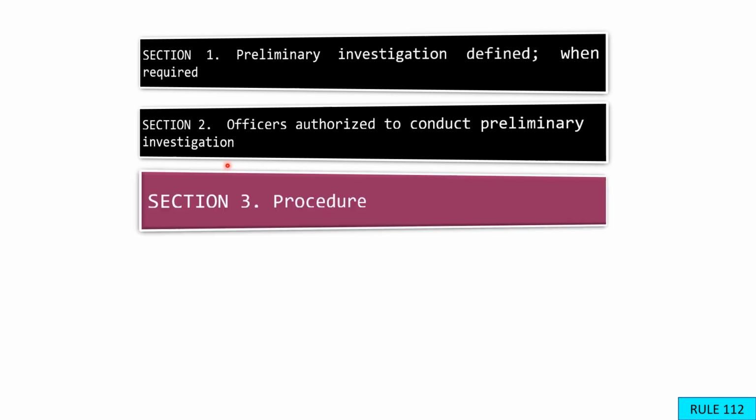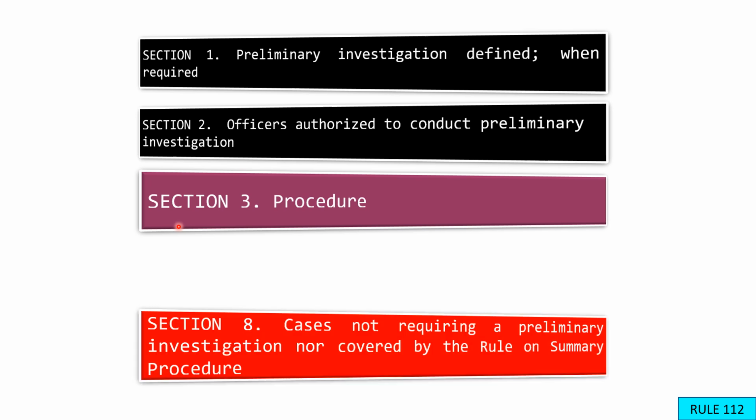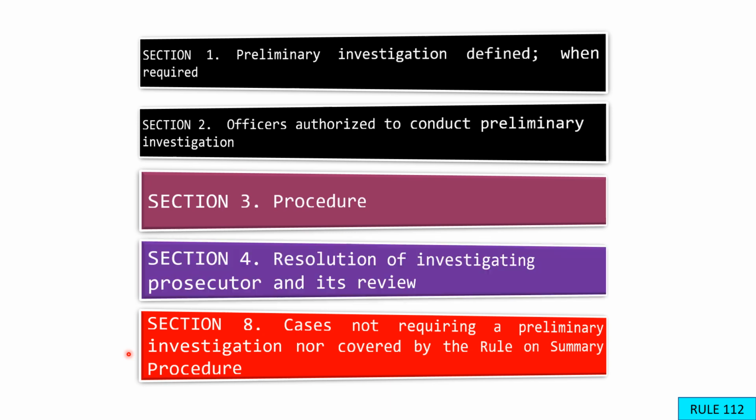So in this video, we're going to discuss the procedure if a case requires a PI, and we are going to compare that to Section 8. What is the procedure if a case does not require PI or is not covered by the rule on summary procedure? And then let's proceed to Section 4, the resolution of the investigating prosecutor and its review.